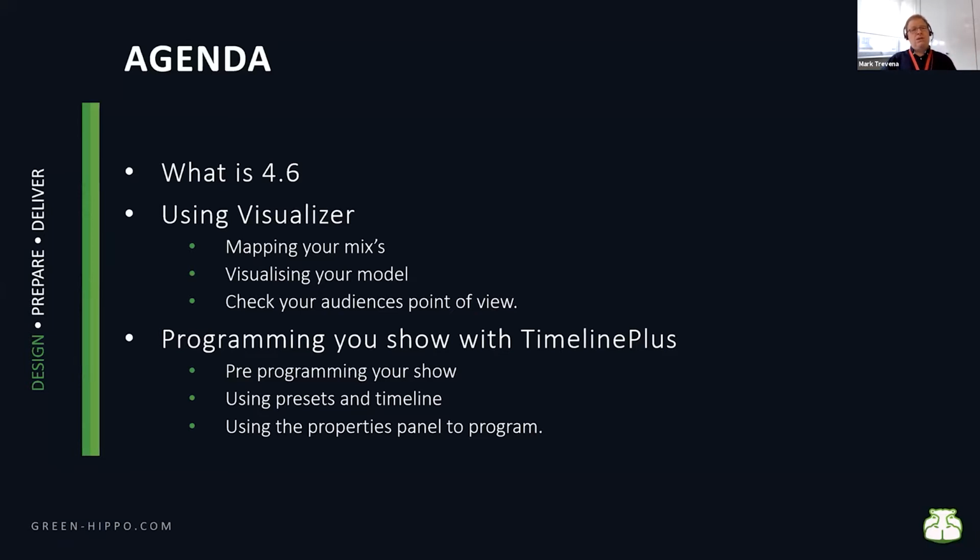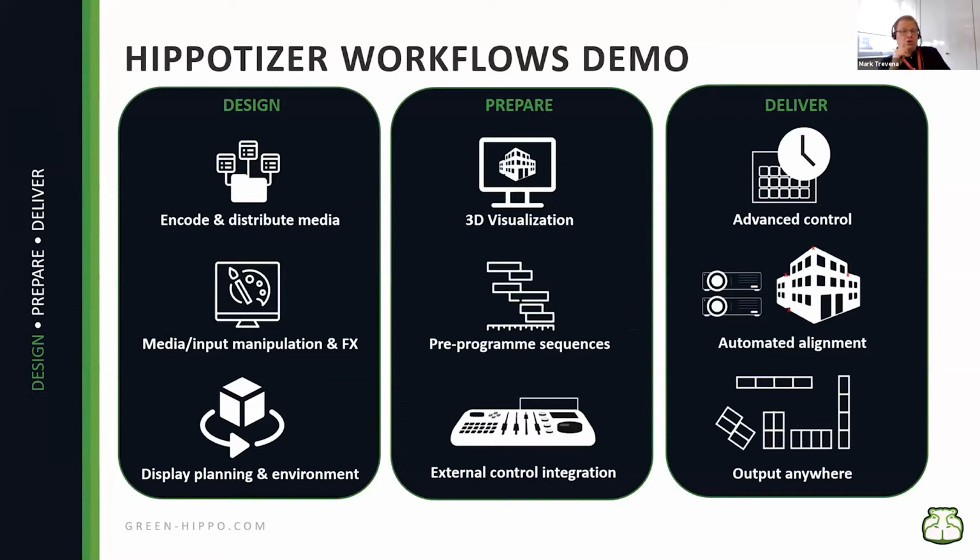If you weren't with us last week, we talked about the whole story, which is now essentially you can use Green Hippo and the Hypnotizer to take you from the beginning to the end of the project. And we're really wary that in the past you had to use other packages and come in and out to get from one end of the production curve to the other. And this essentially design, prepare, deliver is a simplified production curve.